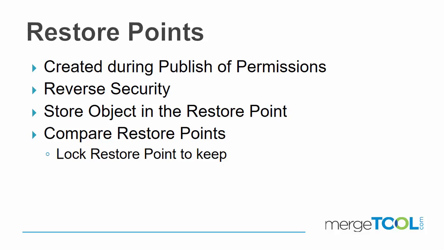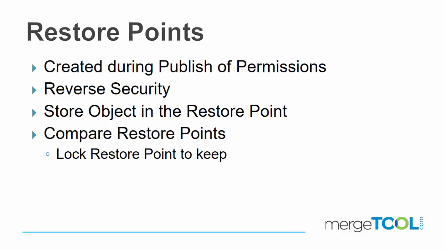You can go into a restore point and reverse back to an earlier point if you have the same users, the same objects, and the same companies. So it's not intended to reverse security back three months, but it's intended to just roll back the previous permission, to give you some time to figure out what was wrong with the new ones, for example.